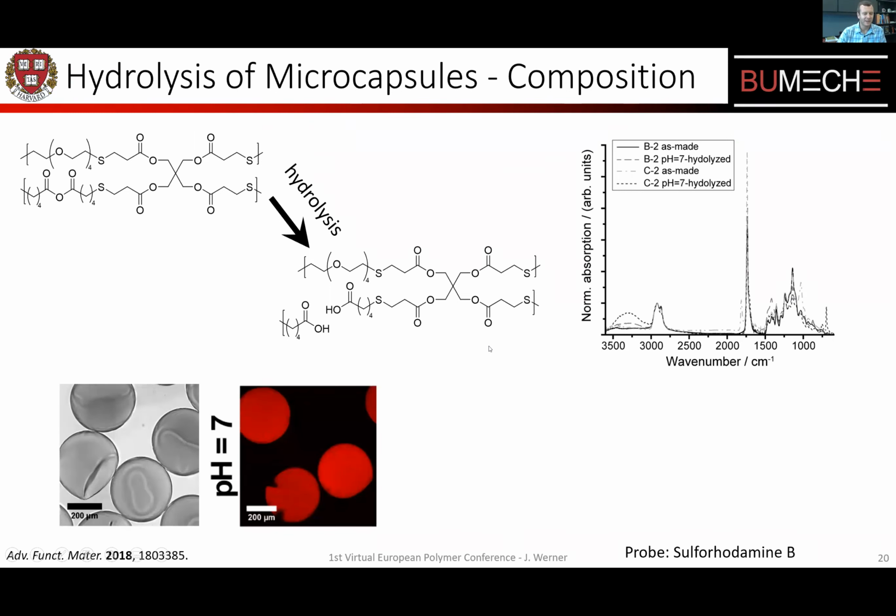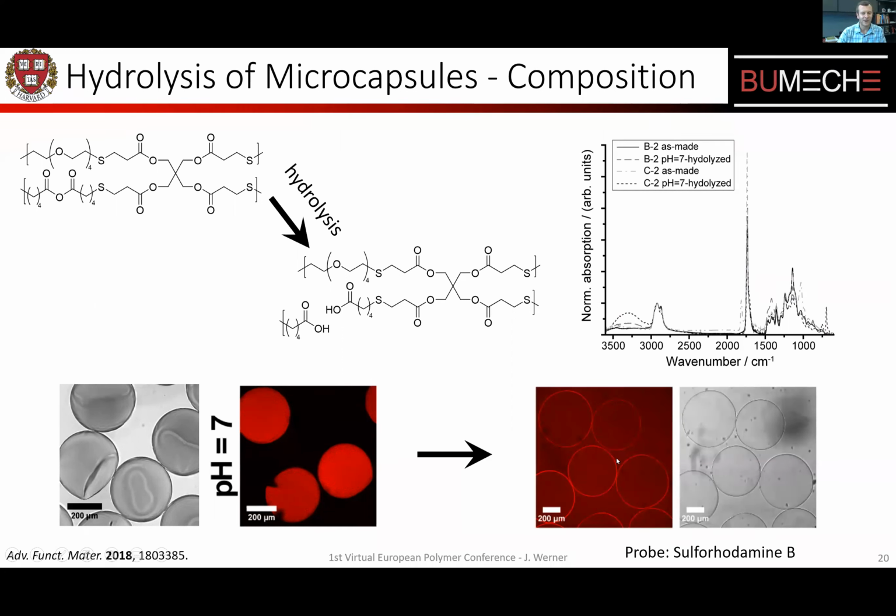More macroscopically, we can, of course, look at an encapsulated probe molecule here, sulforhodamine B, which does not diffuse through the hydrophobic shell that is the anhydride initially. But over time, we see that when the shell hydrolyzes to a polyacid network, the hydrophilic sulforhodamine B can diffuse out of that shell. And you also see, of course, an increase in the size of our microcapsule due to the swelling of the shell now with water after it turns into a more hydrophilic polymer shell.